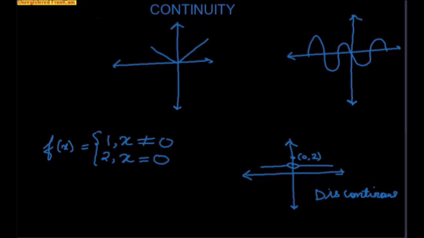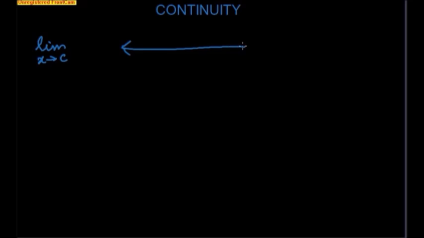Now every time it is not possible to check the continuity of the function with the help of graphs, so we can take help of limits. We all know that whenever we write limits, we write it as limit x tending to c, where c is any constant. So x tending to c means that it is approaching c but has not reached c.